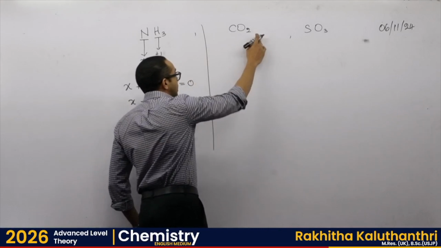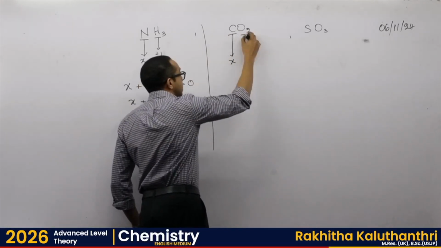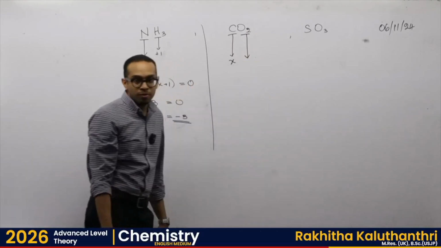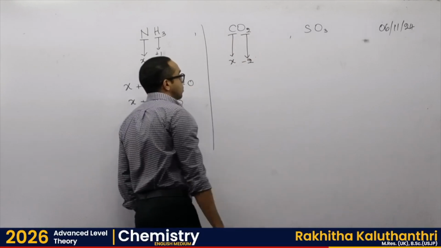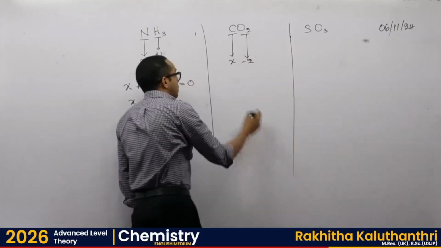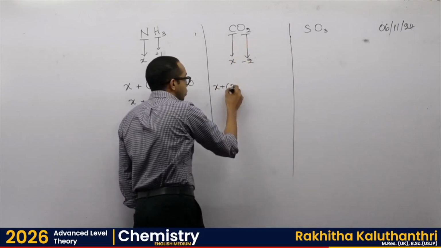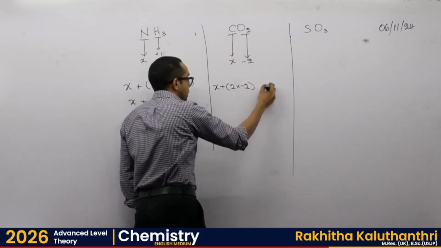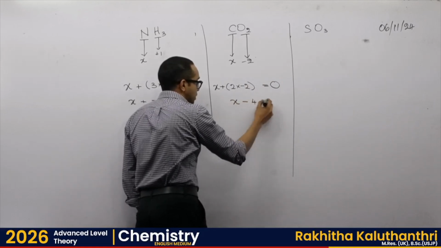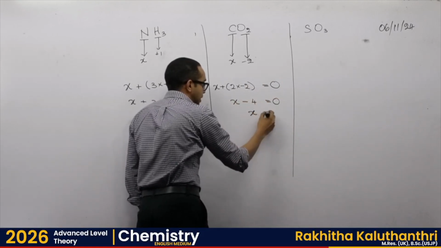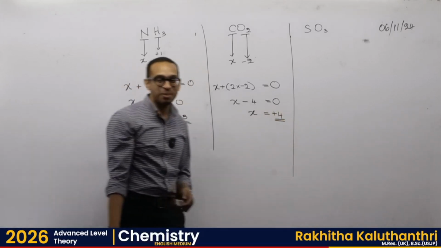And then carbon dioxide. The rules didn't say anything about carbon, so we'll say its oxidation number is X. Oxygen, what is the oxidation number of oxygen? -2 always. So then X plus, there are 2 oxygens, 2 multiplied by -2 should be equal to 0. So that means X - 4 is equal to 0, meaning X is equal to +4.